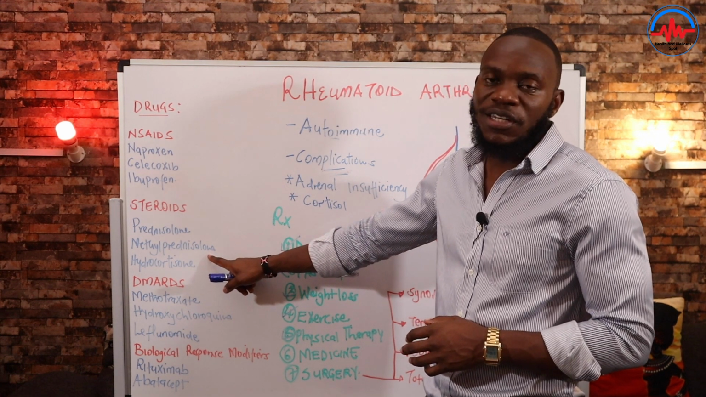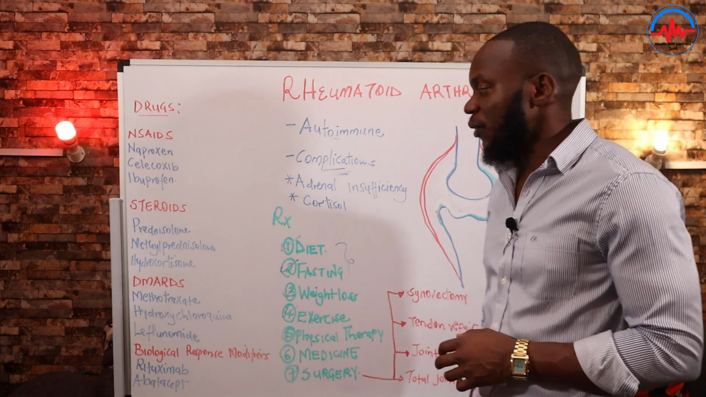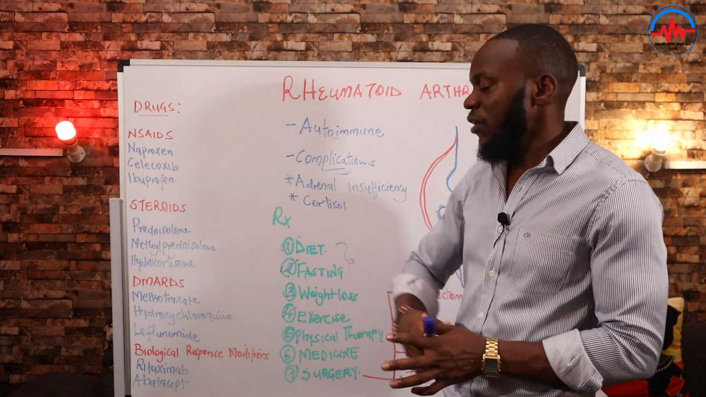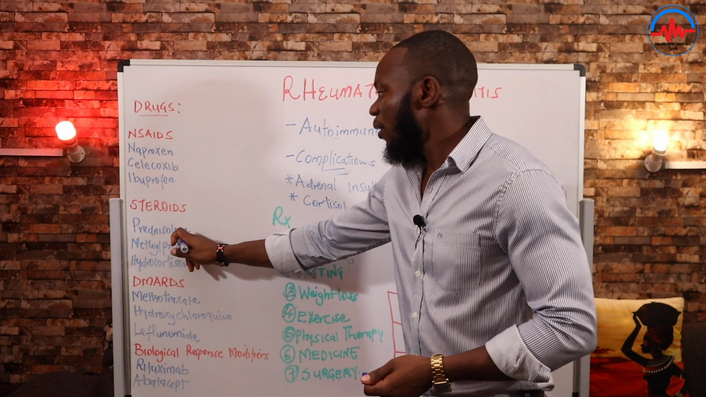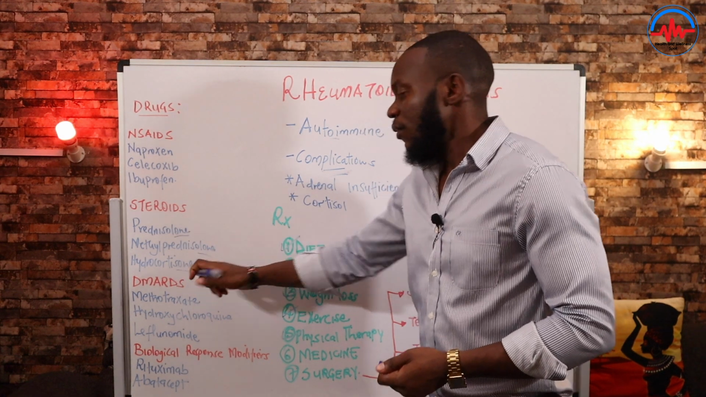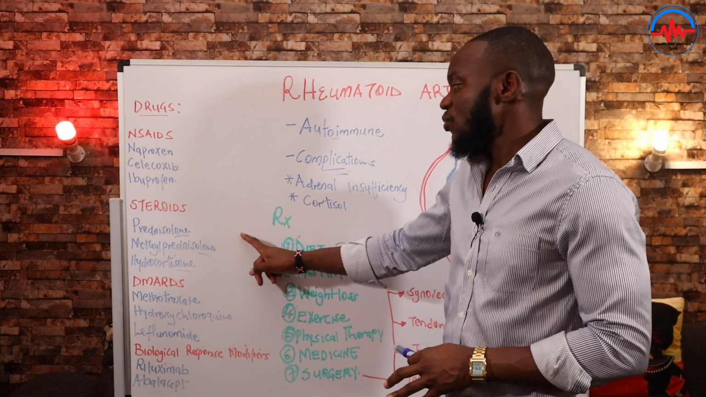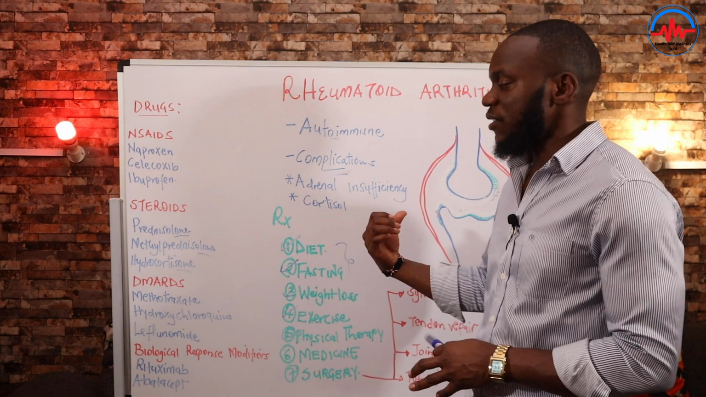I wouldn't mention the trade name, but most of you know it. Then we have hydrocortisone, and then we have dexamethasone. So all those drugs that end with ONE, most of them are steroidal anti-inflammatory drugs. So these are the drugs that are used to also help in rheumatoid arthritis.